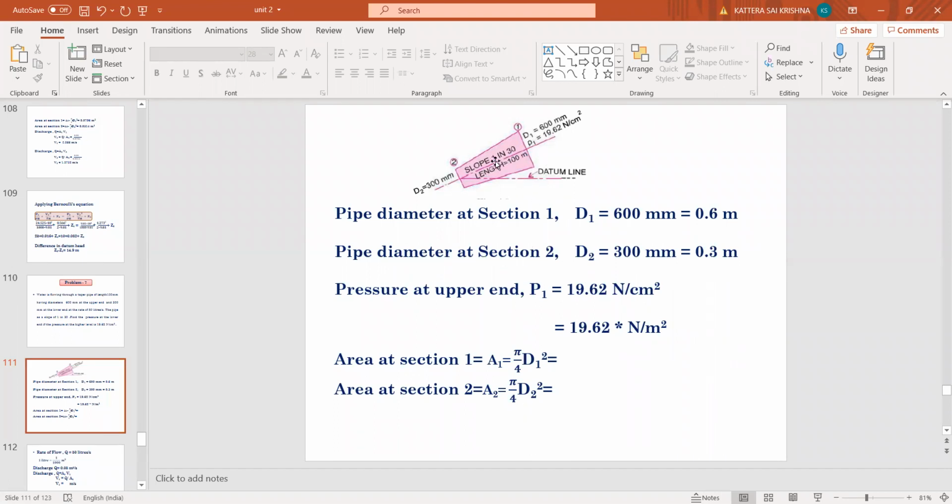I'll tell why this length and slope are given. They are given to find Z1. At section 2, the Z value is 0 because this point is touching the datum line. So Z2 is 0, and we need to find Z1 by using this slope and the length of the line. While coming to that point, I'll explain. For now, just draw the diagram.